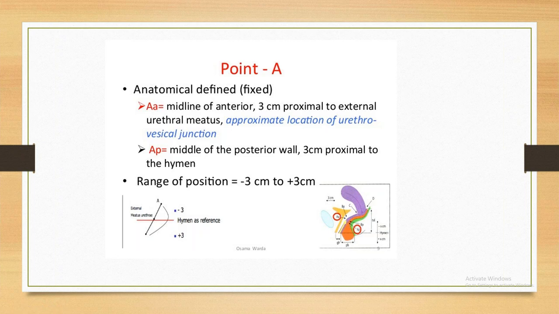Okay. And this point with maximum prolapse can be from -3 to +3 only. It will not become +5, +6, because it is 3 centimeters. It will come out a maximum of 3 centimeters only, not more than 3 centimeters out, because it is situated only 3 centimeters from the hymen. So the maximum range will be from -3 to +3. With complete prolapse, it will become +3, not more than that.